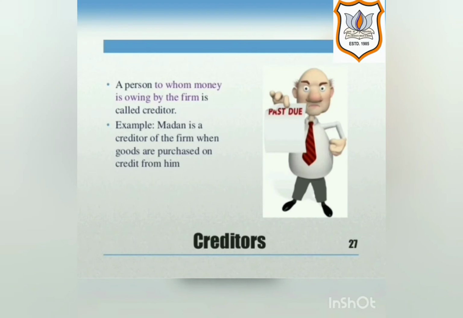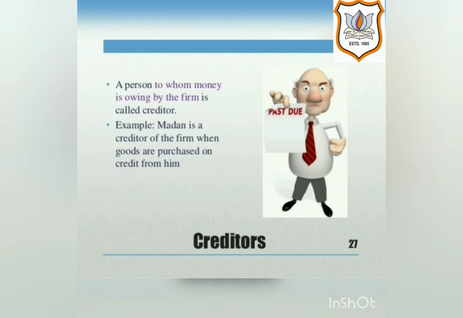Now the next term is creditor. A person who gives a benefit without receiving money or money's worth immediately, but has a claim in future, is a creditor. Or in simpler terms, when a trader undertakes a credit purchase, the person from whom goods are purchased on credit becomes a creditor of the business. He becomes a creditor of the business for that amount for which goods are purchased on credit.